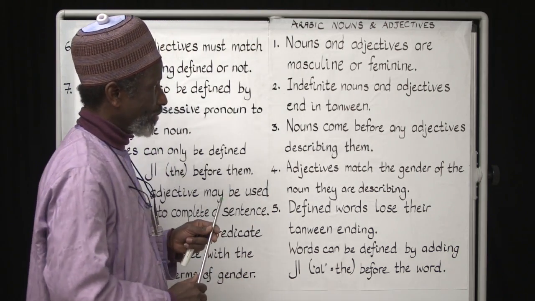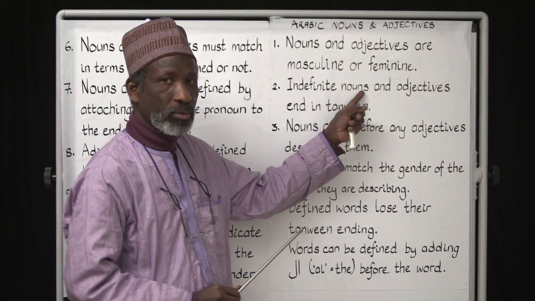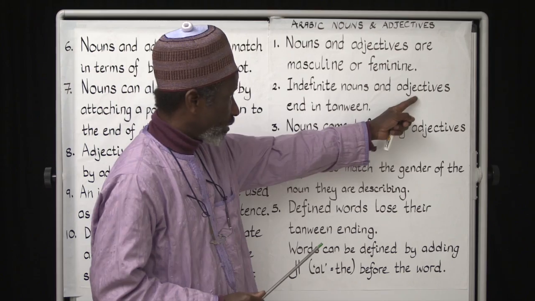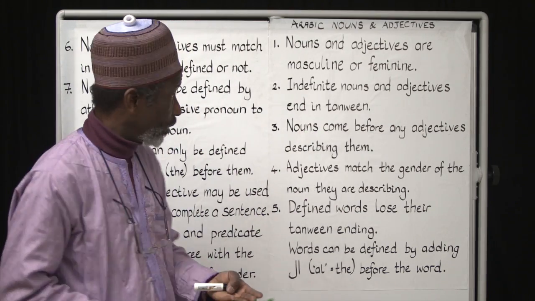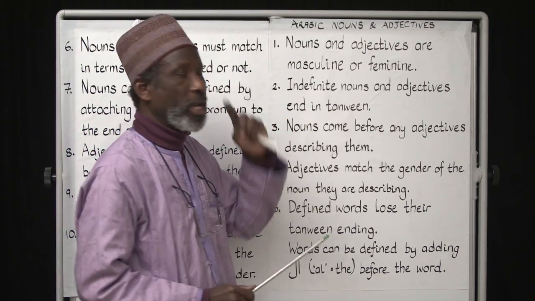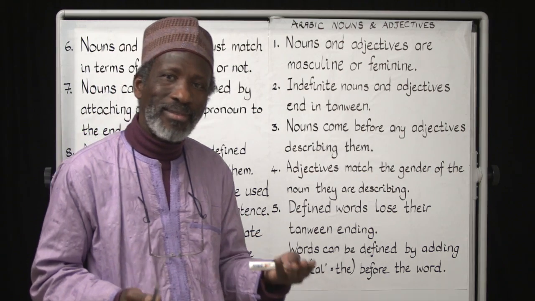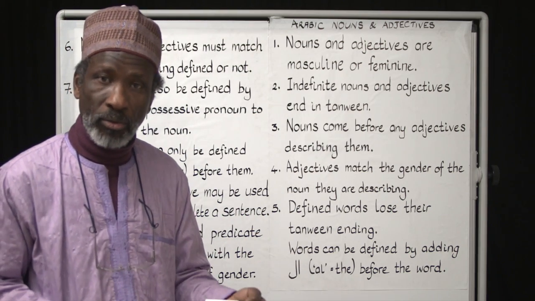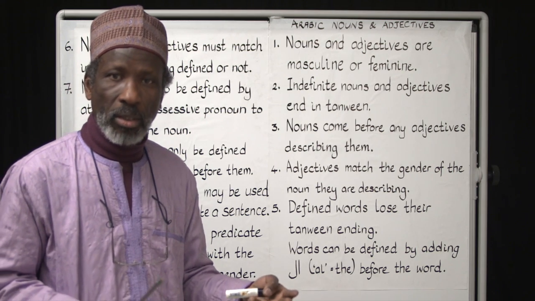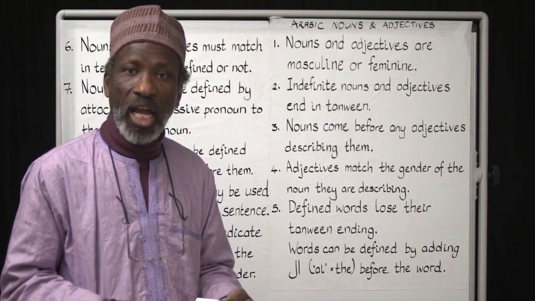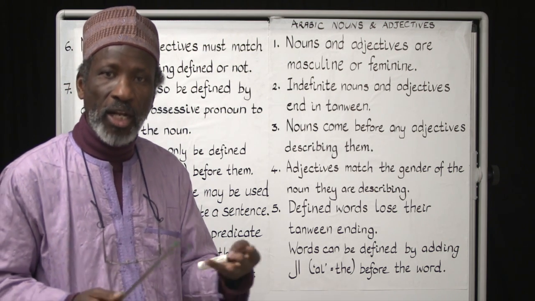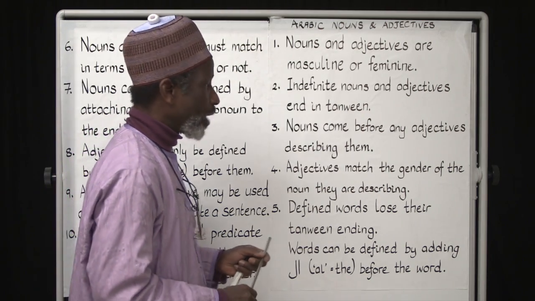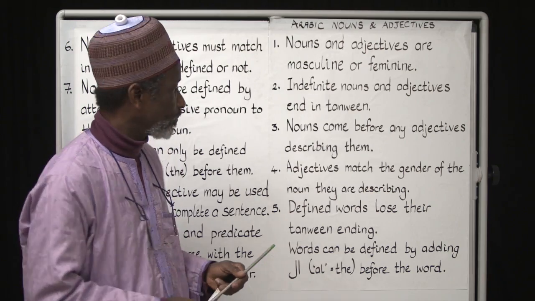Number two, indefinite nouns, which means not specific, and adjectives, your describing words, end in tanween. That's your default, like hasubun, darajatun, jadidatun, khafifatun, tawilatun, qasirun, and so on. And I want to hear that ending to start with.